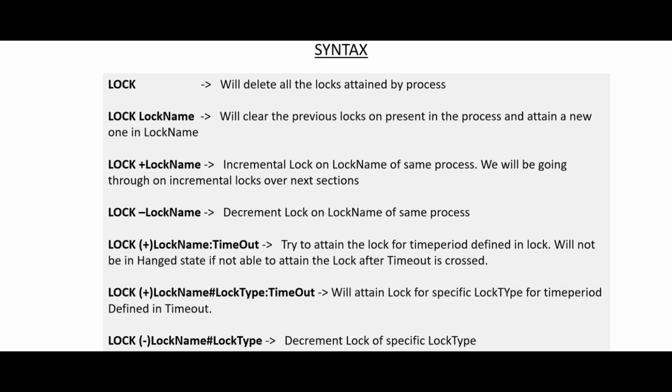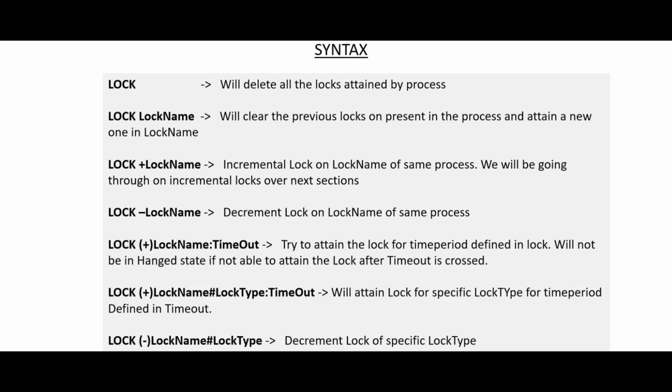The difference between lock space lock name and lock space plus lock name is that without the plus sign there will always be a single lock on lock name. But if you use the plus sign, then multiple locks can be attained on lock name via the same process. We will be discussing this more in the further sections. Lock minus lock name decrements locks on lock name of the same process. We will be discussing this also.